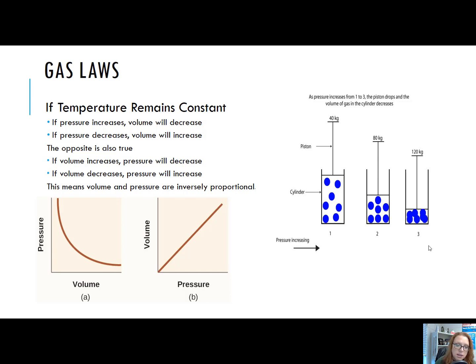So that means that pressure and volume are inversely proportional. They're opposites of one another. When one increases, the other decreases. Okay? And the opposite is also true. If your volume increases, your pressure must decrease. If your volume decreases, your pressure will increase. And you need to be familiar with how to read this on a graph as well.